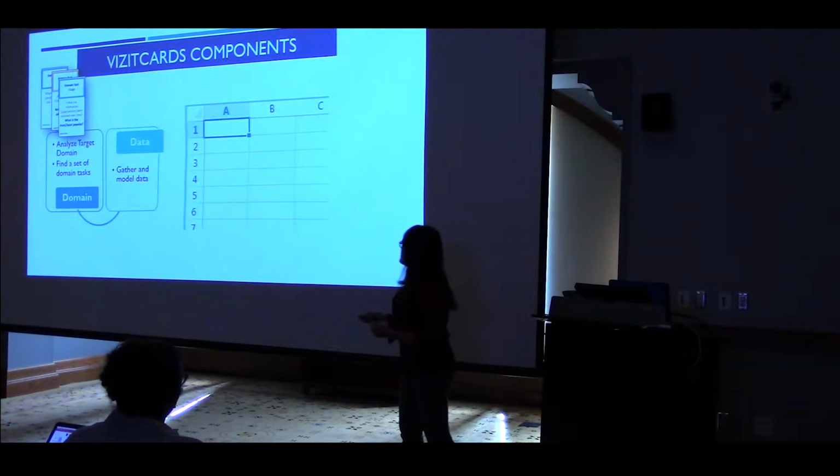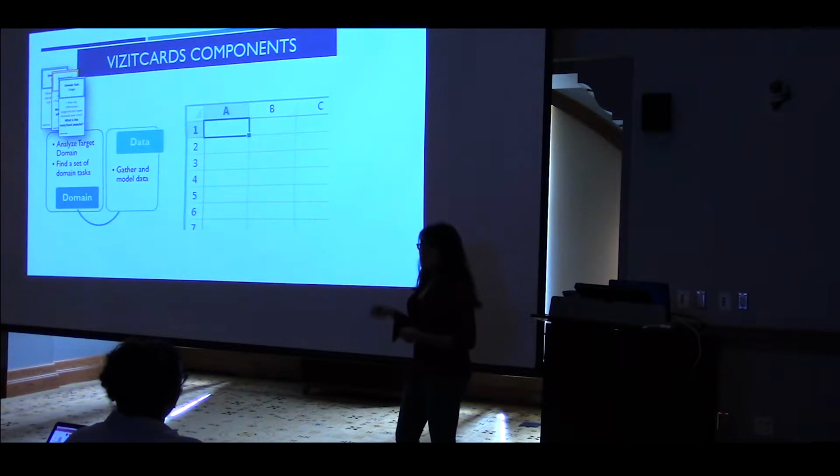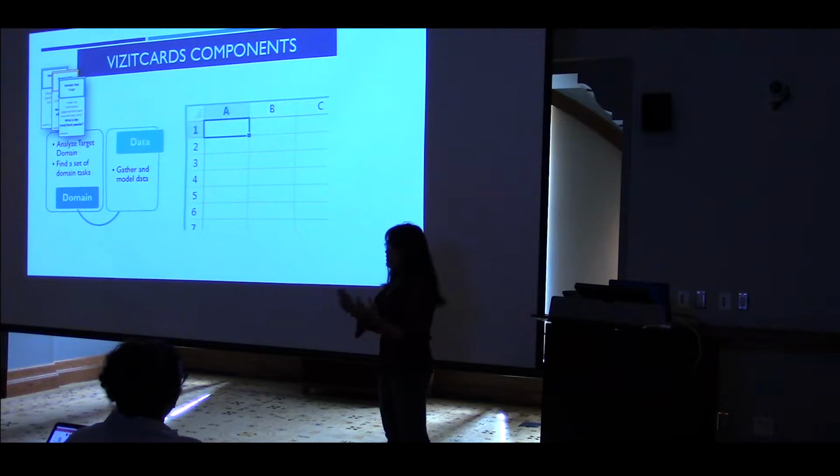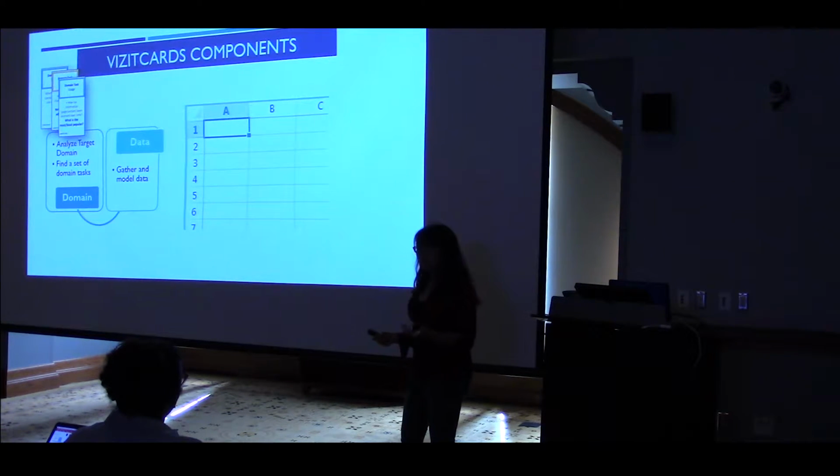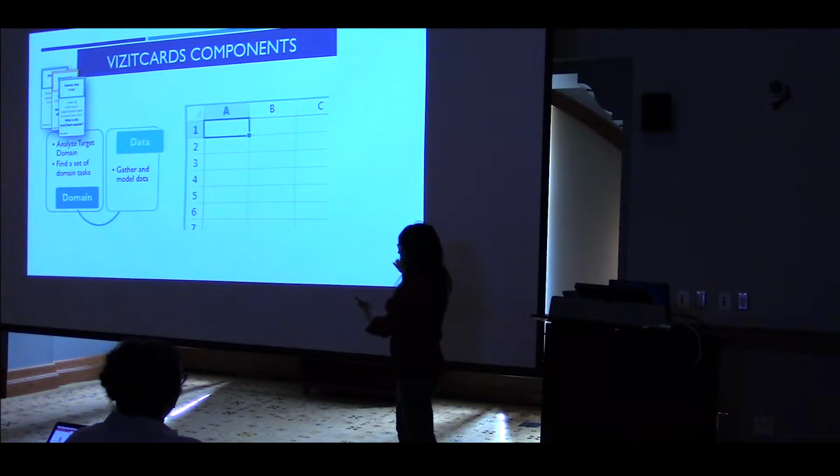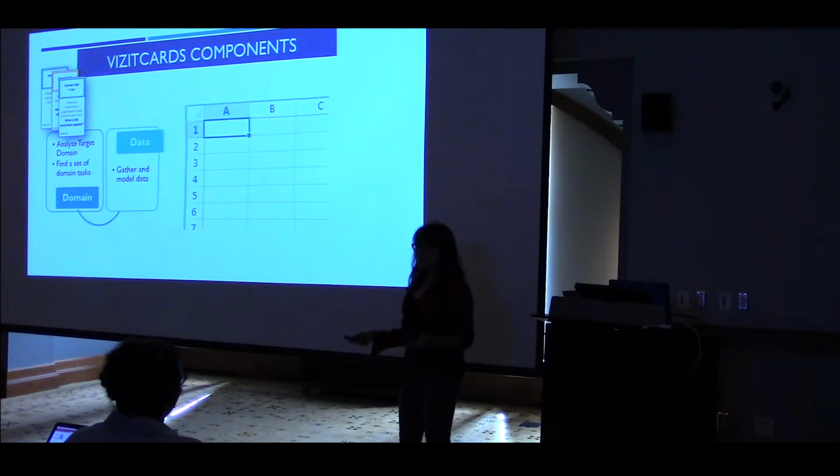The second step is data. In this step, students would gather data, model data, understand what kind of data they're using. So in some examples, we just give them the data set, and some examples would give them a list of data where they can select.